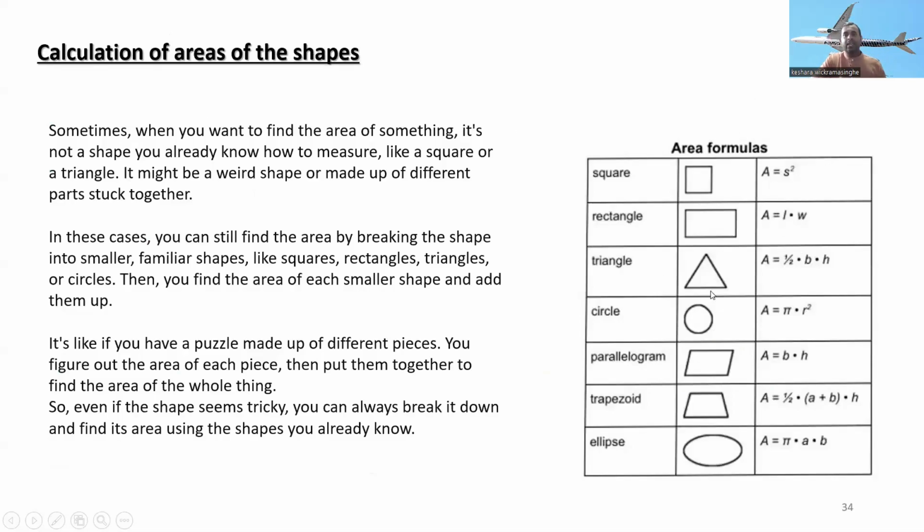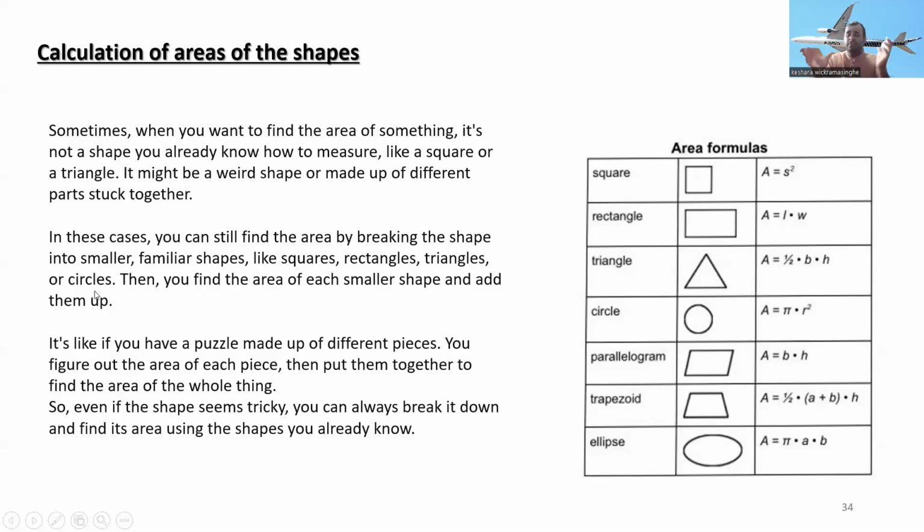Now we'll go to the calculation of areas of shapes. Sometimes when you want to find the area of something, it's not a shape you already know how to measure, like a square or triangle. It might be a weird shape, or made up of different parts stuck together. In this case, you can still find the area by breaking the shape into smaller familiar shapes like squares, rectangles, triangles, or circles.